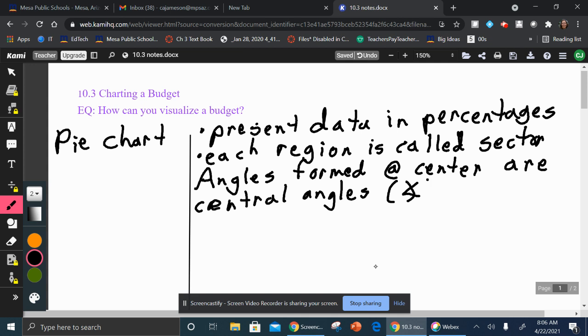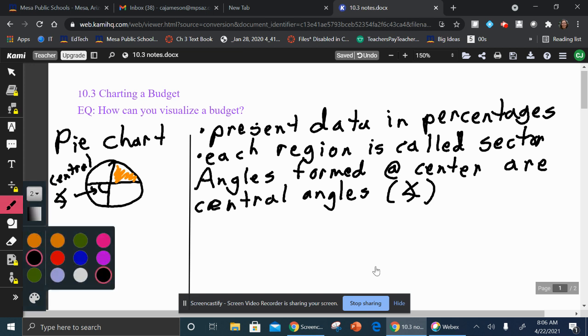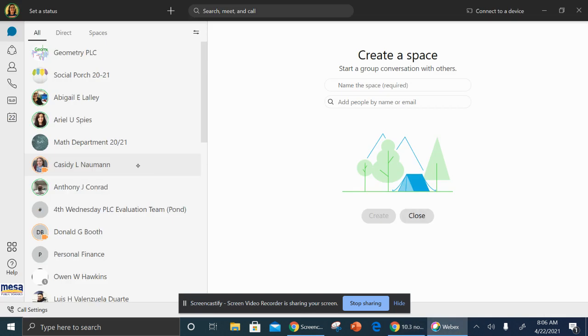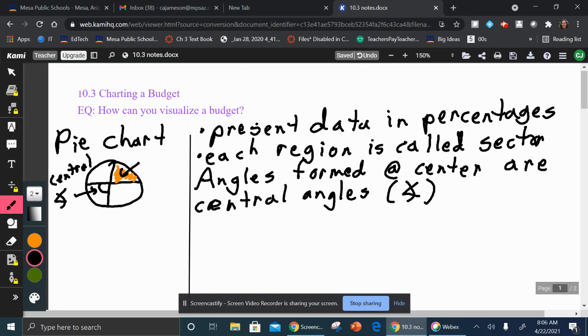We use a symbol for angles, okay? So this central angle of my circle would be the central angle. And then this part would be the sector. Think of it like cutting a piece of pie or a pizza.